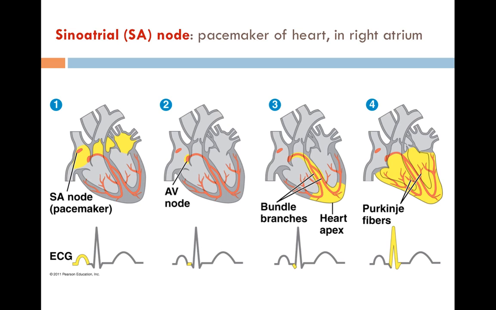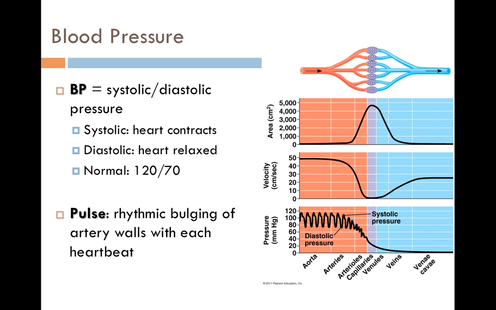The sinoatrial (SA) node is the pacemaker for the heart, in the right atrium. Your heart basically pumps in rhythm. It's an electrical impulse. That's why if you're on a heart monitor in the hospital, it's beep, beep, beep. It's actually getting the beep of your heart rate. An EKG, for example, is measuring that.